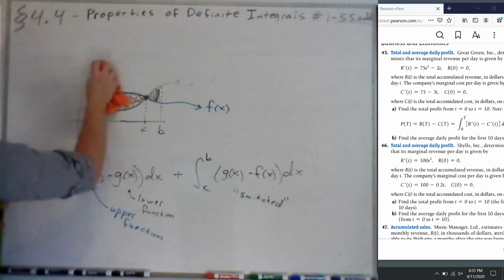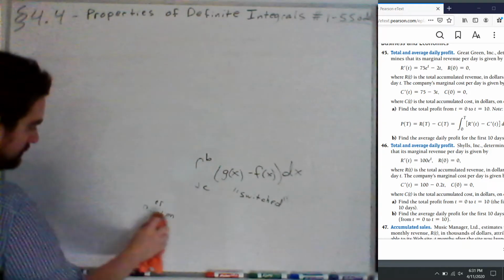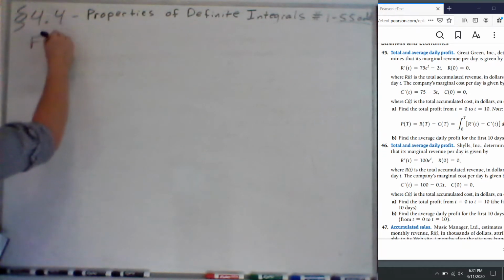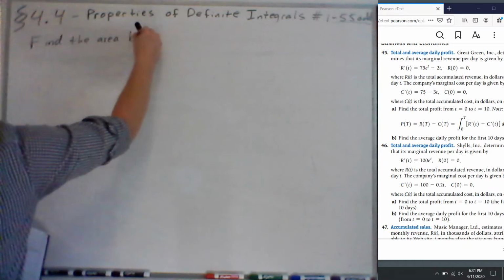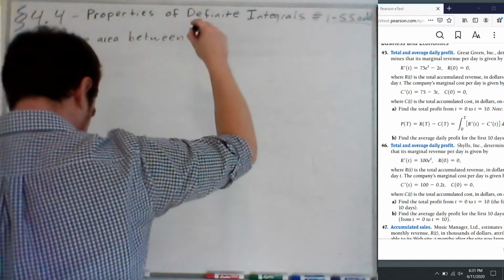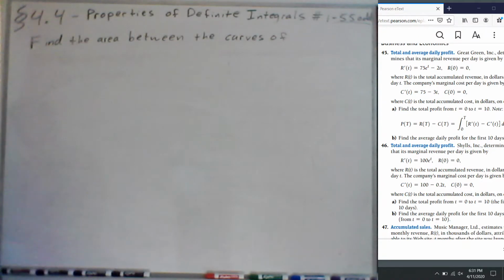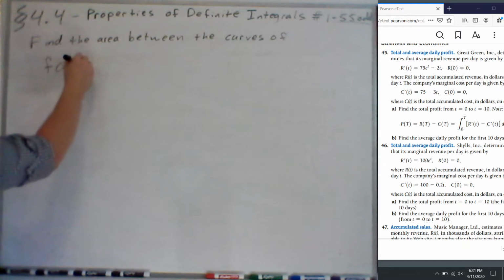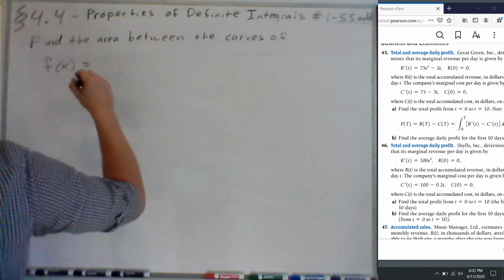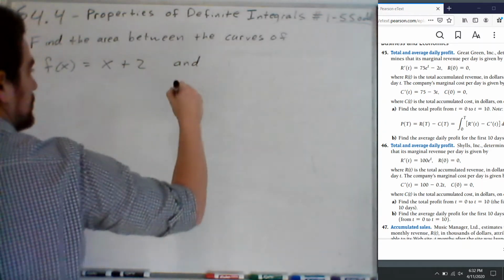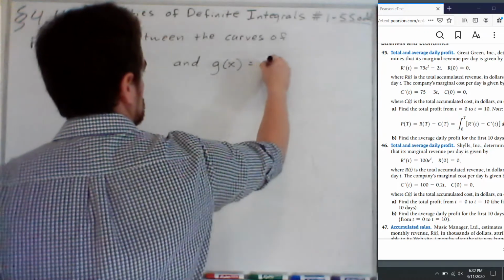So let me show you an example. Let's say we pick on, find the area between curves of, we'll say f of x is equal to, let's just do x plus 2, and g of x is equal to x squared.